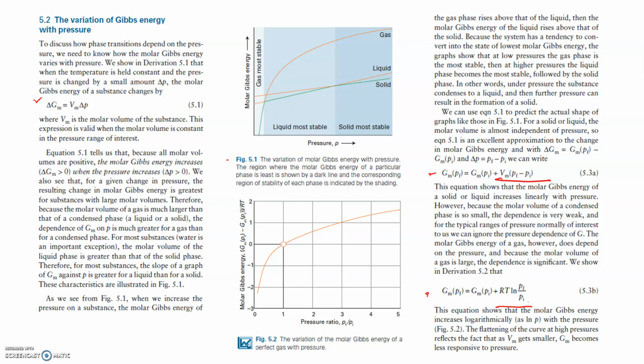with pressure. The flattening of the curve at high pressures reflects the fact that Vm, the molar volume, gets smaller under pressure, and therefore the molar Gibbs energy becomes less responsive to pressure. And that's what we're seeing here and here, where you have a logarithmic relationship that tends to flatten out as the pressure increases.